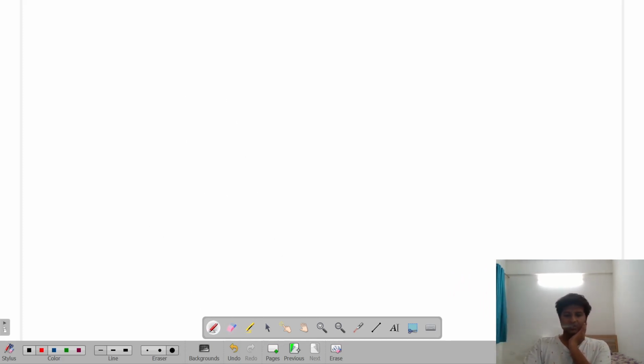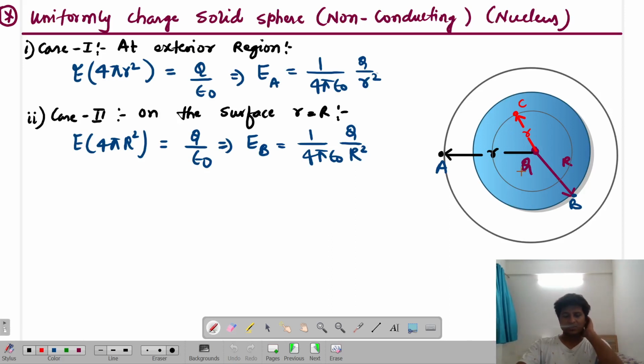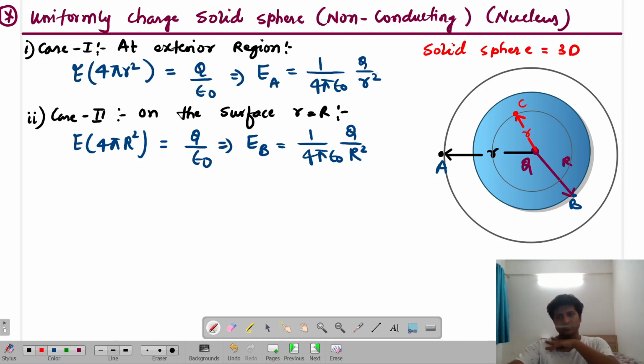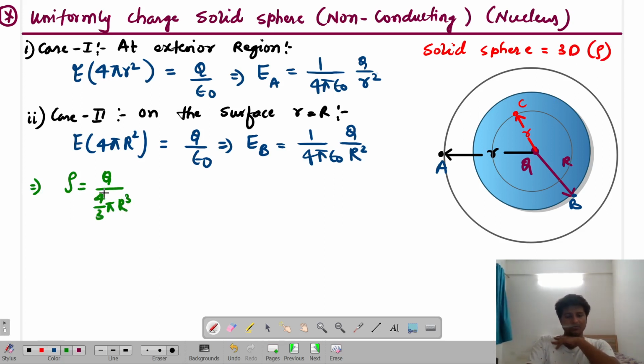Now it is uniformly distributed and charge is given. So density is uniform, and a solid sphere is an example of a 3D body. So I need to use rho, isn't it? So see that. So rho is what? Total charge by total volume, which is 4 by 3 pi capital R cube. That is my rho of the full sphere, or not.